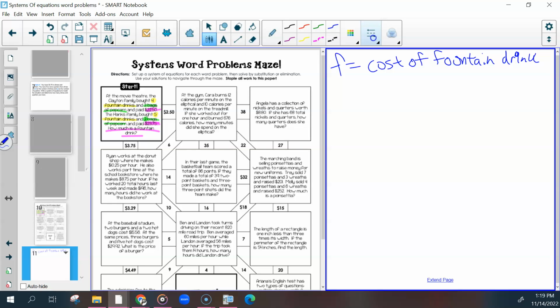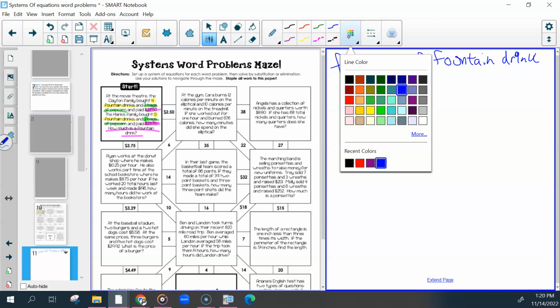What else don't we know? Cost of popcorn. You can call that P, call it C, Y, whatever you want.